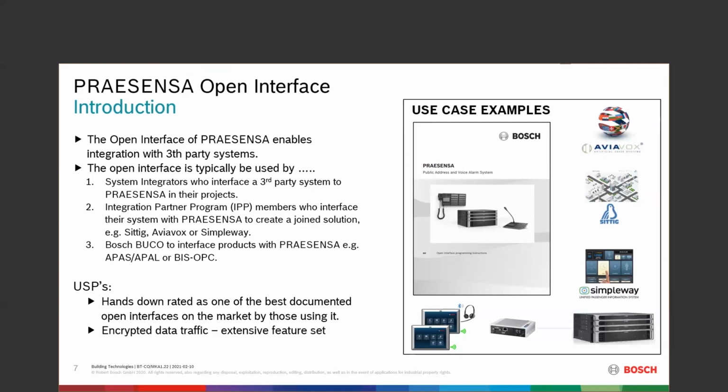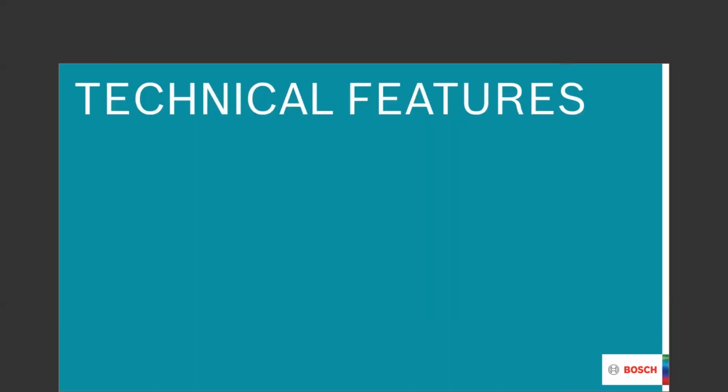If you look at the last bullet, one of the interesting topics is that the data traffic actually flowing through the interface is encrypted. This is something which is unique on the market. And as you read in the last bullet, it is free of charge to download. So just go to the Bosch webpage and download the document, and you can start building your own interface.